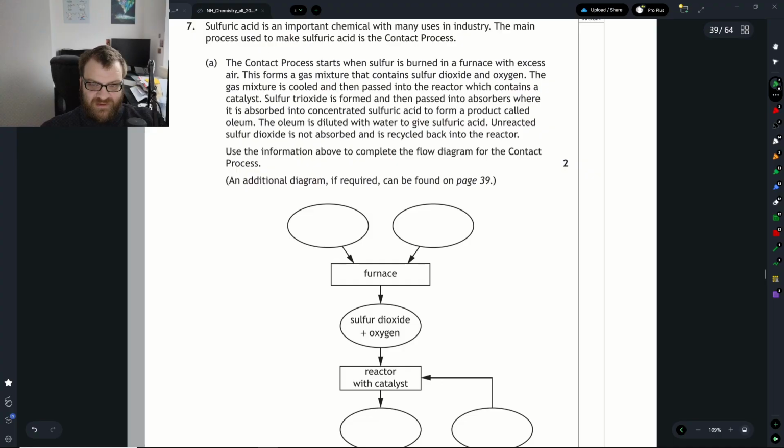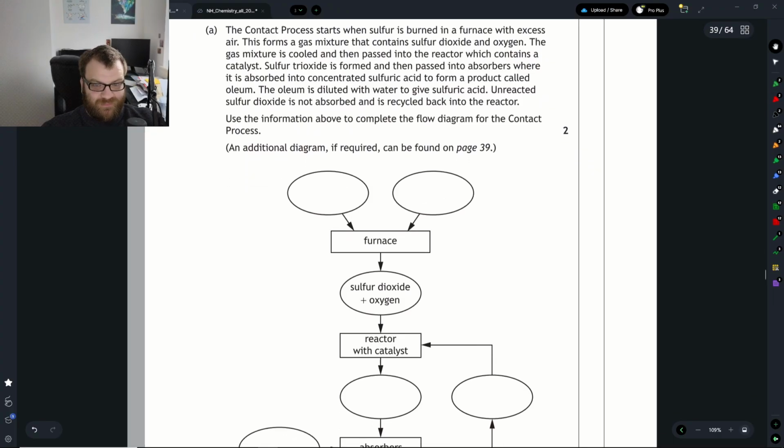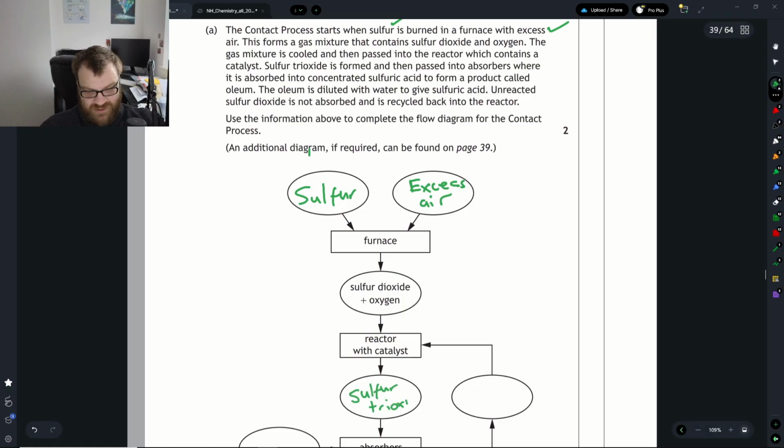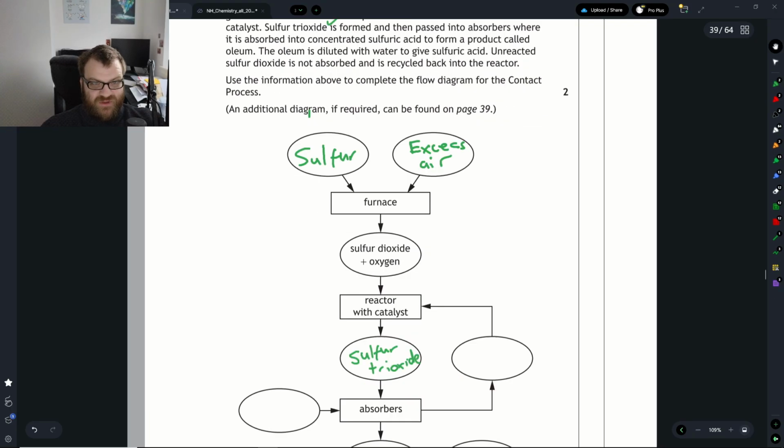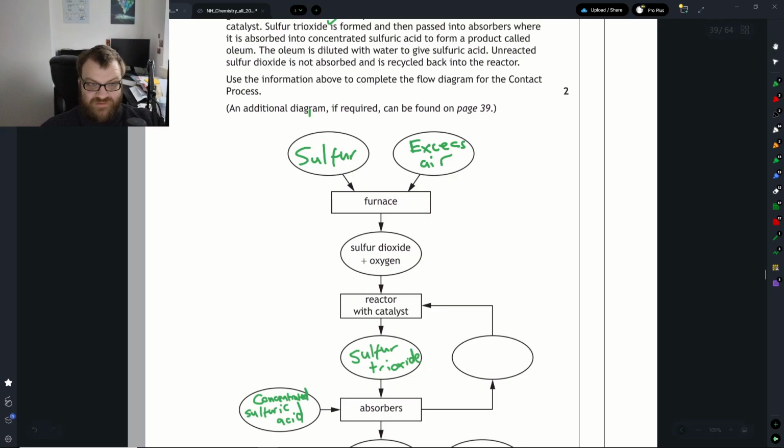Next one. Read through the passage and put the correct chemicals in the correct places. Starting off, sulfur is burned in a furnace with excess air. Got that one. This forms a gas mixture that contains sulfur dioxide and oxygen. Got that there. It's cooled and passed into the reactor, which contains a catalyst. Sulfur trioxide is formed. After this point, we've got sulfur trioxide out of it, passed into absorbers where it's absorbed into concentrated sulfuric acid. That's going into the absorber and it's forming oleum.